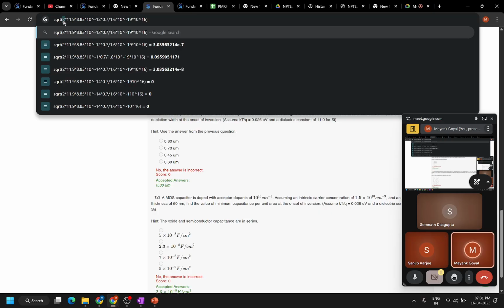So this 2, yes sir. This is your epsilon Si, this is your 2 phi F, this is your q, and this is your NA. And you calculate it, you get 0.3 micrometer. Okay. Yes, sir.